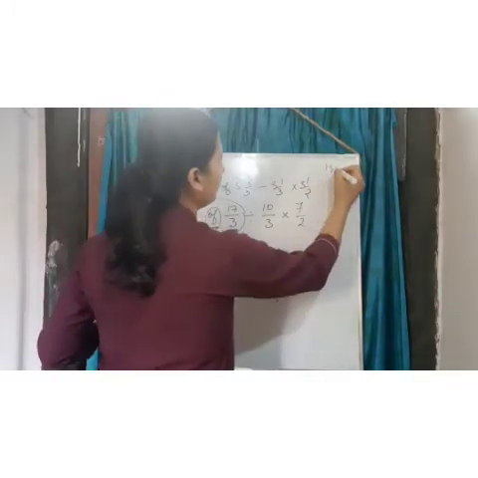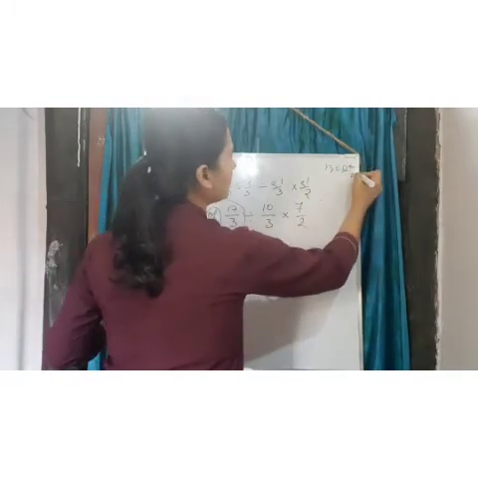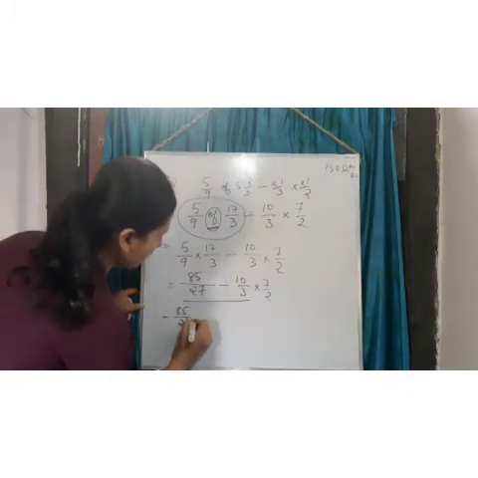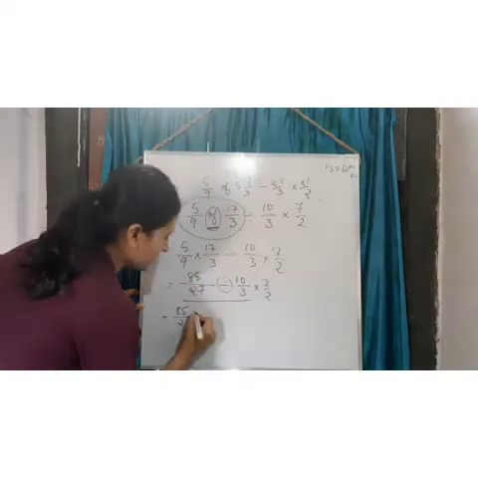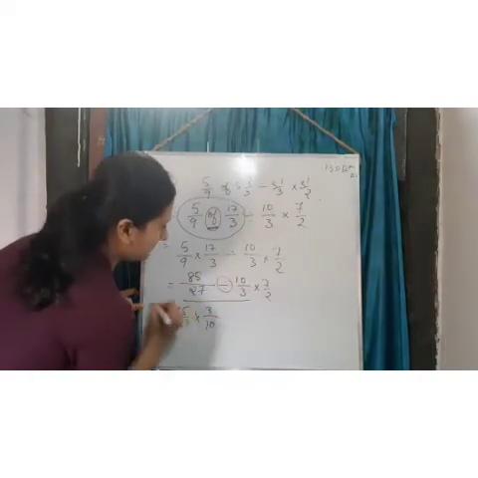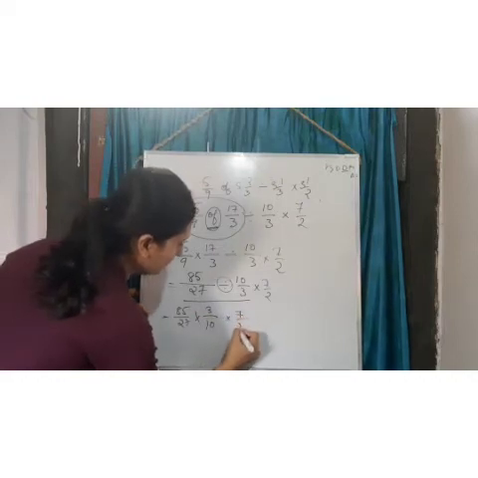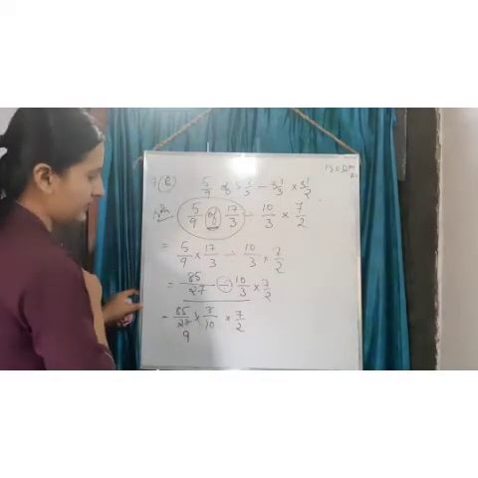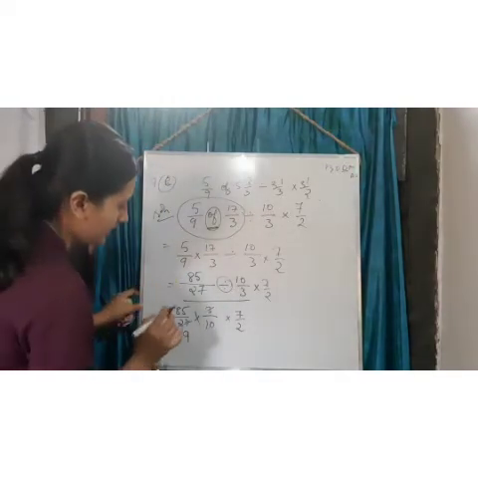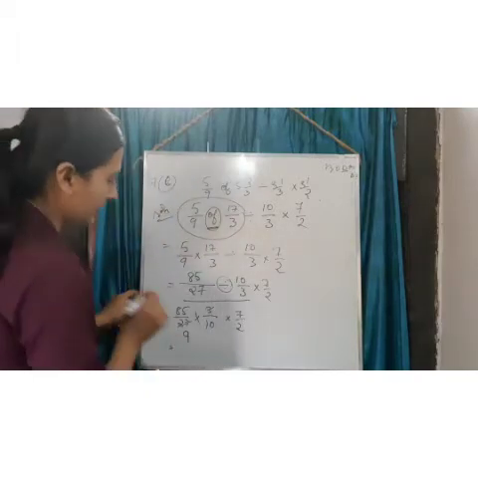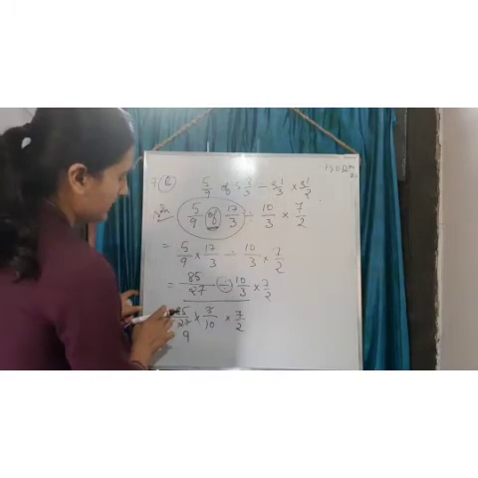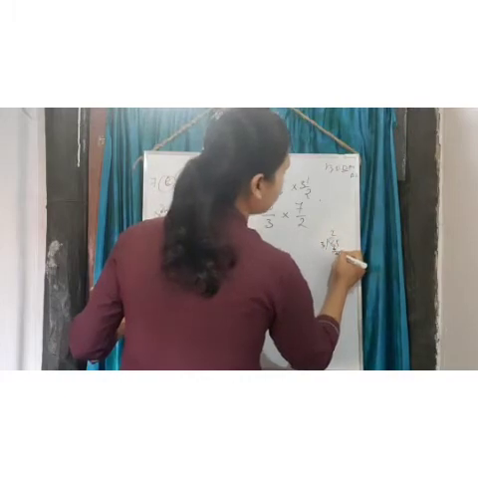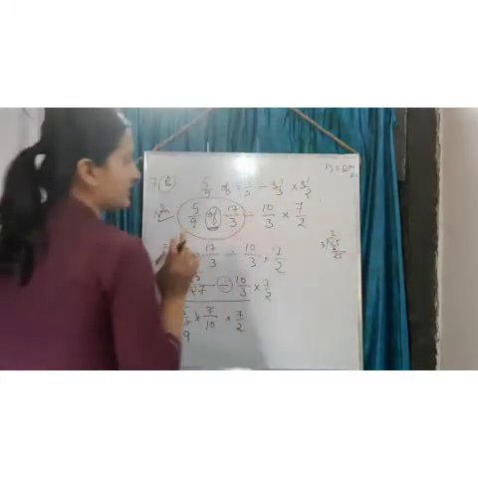Now what comes next? BODMAS, division, right? So next we will do this. 85/27, now division will change into multiplication, so 3/10 times 7/2. Correct? 9 3s are 27. Now let us see whether 85 is divisible by 3 or not. 3 2s are 6. No, it is not divisible by 3.